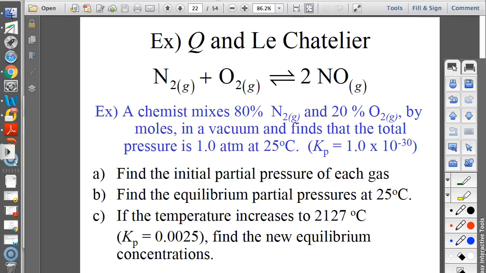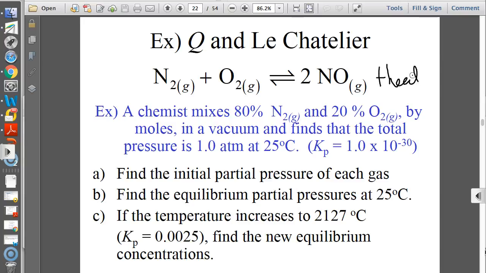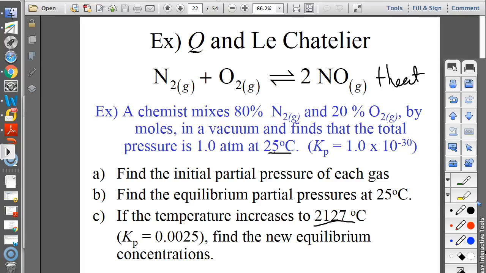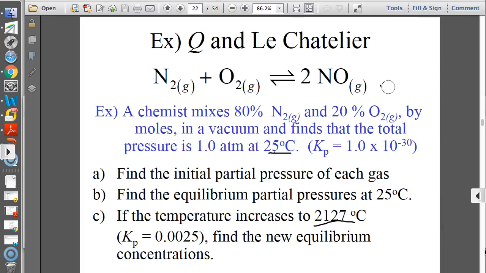Devin, do you think this is endothermic or exothermic? So you think that the heat is over here? If this were exothermic, heat would be a product. So if I increase the temperature, which I did, from 25 to 2027, the reverse reaction would be favorable. But my Kp goes up, and the larger the Kp, the more the products are favored. If the Kp is small, reactants are favored; if it goes up, products become favored. So really, is it exothermic? It's endothermic, and let's think about that.